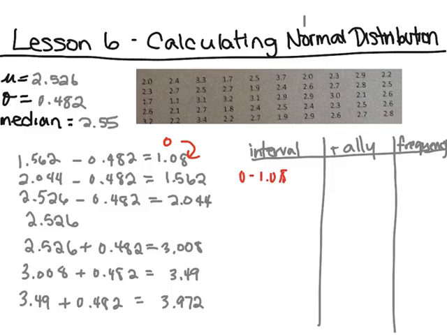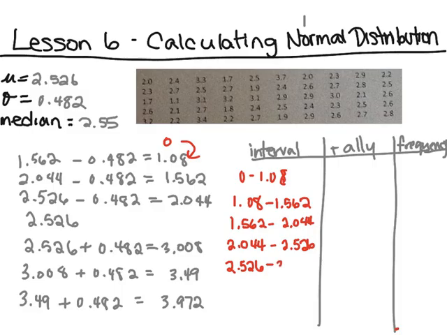Okay, so from 0 to 1.08 is our first interval. From 1.08 to 1.562 is our next. 1.562 to 2.044, 2.044 to 2.526, 2.526 to 3.008, 3.008 to 3.49, and 3.49 to 3.972. So there's all of our intervals.